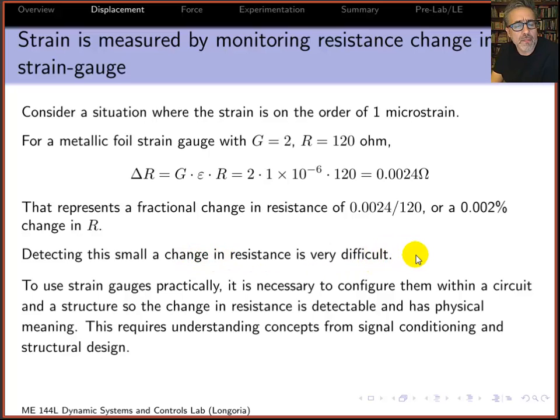So it turns out we really use different types of signal conditioning to detect strain. And we also try to design the materials and the structures that we put strain gauges on so that they are sensitive enough that we can detect the strain. And so we'll talk a little bit about that.